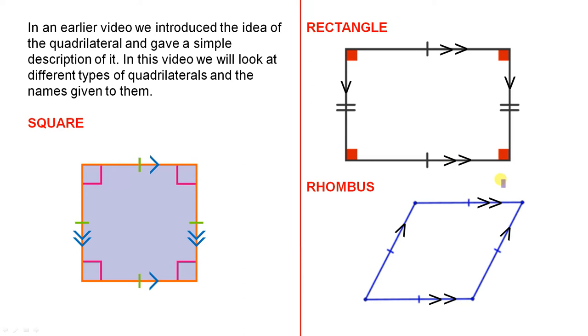For the rhombus, that's similar to a square, but it's been pushed to one side. So just imagine you have a square and you put some pressure on that corner and you just push it out of shape. You still have the opposite sides that are parallel and all the sides are equal. That's called a rhombus.